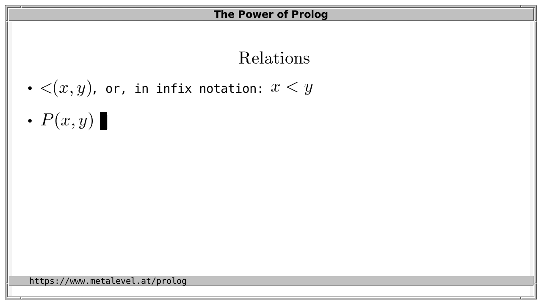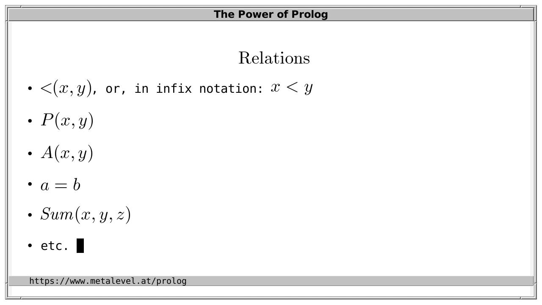As another example, we could use a predicate like P of x and y to denote that x is a parent of the child y. And we could use a predicate like A of x and y to state that x is an ancestor of y. Or use equals to denote equality. And use a predicate that is true if z is the sum of x and y, and so on.